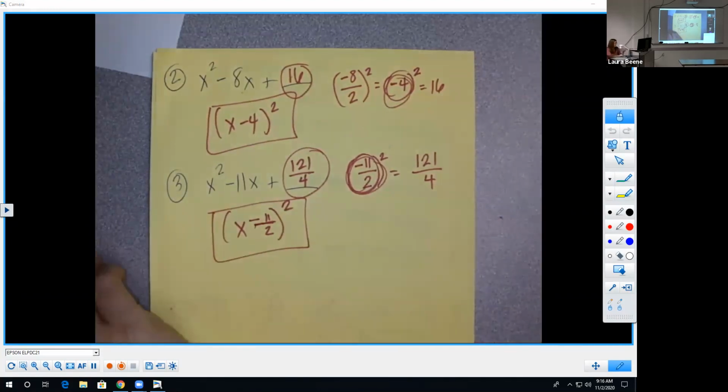Questions about that? Okay, so that's the first half of the lesson, just practicing finding that number to make it factor perfectly. The second part of the lesson is figuring out how to solve using that. So let's do a few problems.